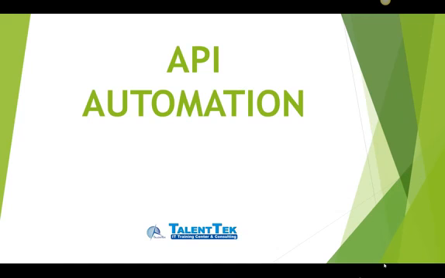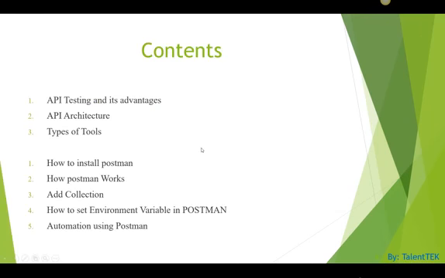So let's talk about API automation. What are the things that we're going to be talking about today? Those are the contents. The first thing we're going to talk about is what API testing is, the advantages of doing API testing, the architecture of the API, and the types of tools that are available in the market for you to do API testing, and what Postman is and how Postman works, what a collection in Postman is, what variables in Postman are, and how to do the testing in Postman, because we are going to do the demo in Postman. We're also going to tell you why we choose Postman in order to do API automation testing.